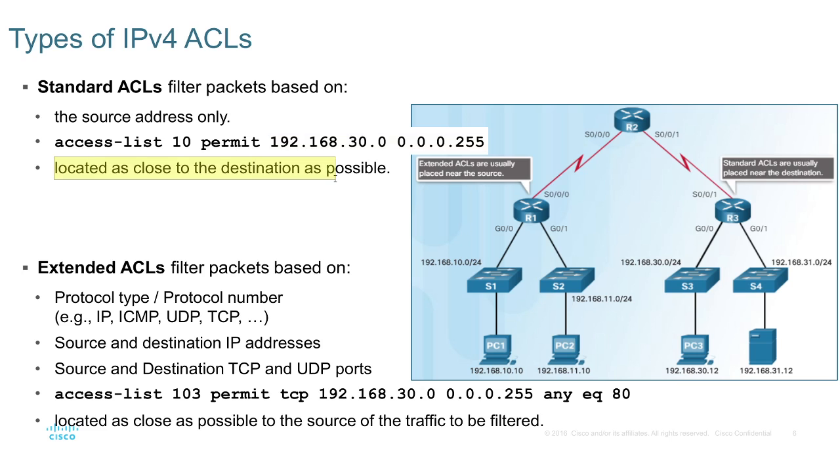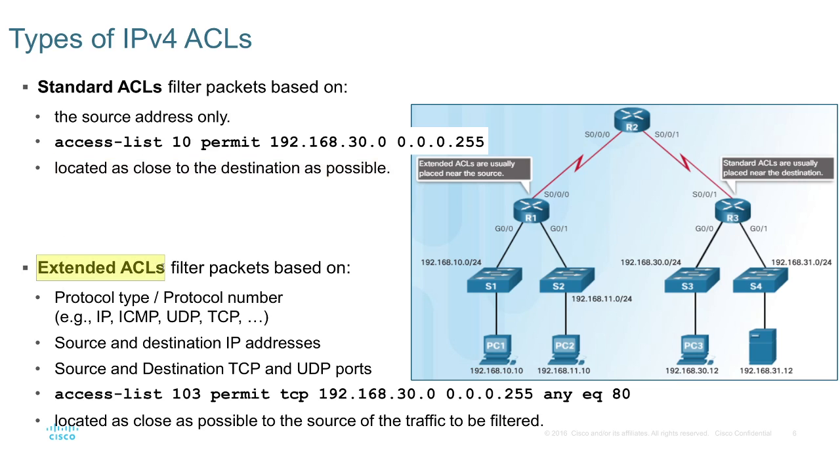The standard access control list, we will normally place as close to the destination as possible, because we are filtering based on the source information. Any number of sources can come to a particular destination, and the destination can make a determination as to whether to allow or not.